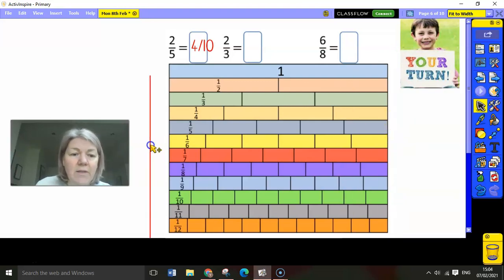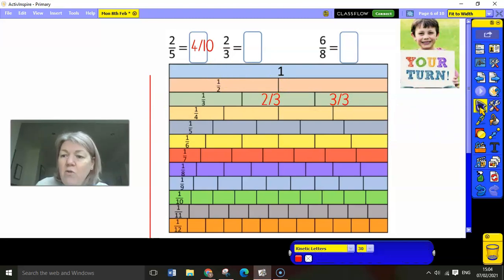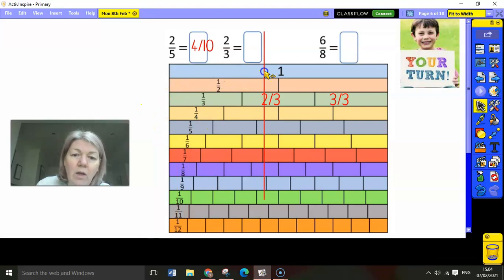So 2/3 then. Well, I can see this part of my fraction wall here is the thirds part. And if this is 1/3 here, I'm going to annotate these in. So this next part along must be 2/3. And this final part here is 3/3, because I can see that makes up the whole. So if I move my little red ruler along to the 2/3 mark, that's 1/3. 2/3 would be on this line here, 3/3 would be here, because we know 3/3 is equivalent to 1/1. So this is 2/3.